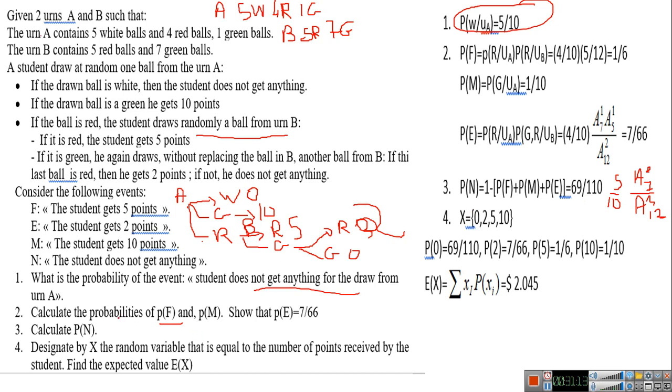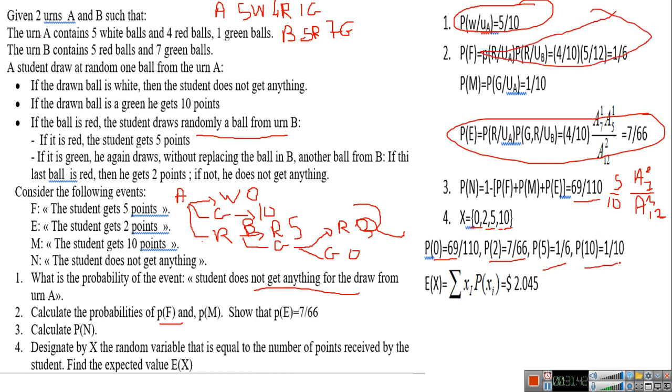Now we're going to transform it into a random variable. Designate by X the random variable that's equal to the number of points received by the student. So this student will receive either 0 or 2 or 5 or 10. I have everything. P of 0 already we did it. P of 0 was 69 over 110. P of 2 we did it. It was 7 over 66. P of 5 we did it. It was P of F, 1 over 6. P of 10 we did it.